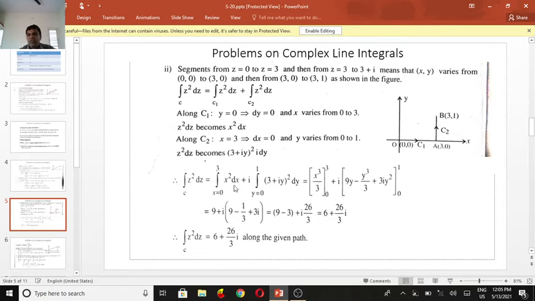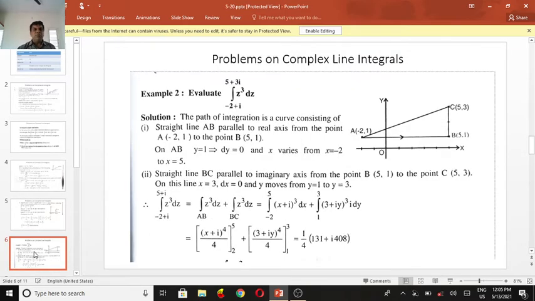We observe the graph. Integrating x square becomes x cube by 3, run from 0 to 3, plus i times, again applying the a plus b whole square formula, integrating we get 9y minus y cube by 3 plus 3i y square. So replace y by 1 and minus 0. Simplifying, we get 9 plus i times 9 minus 1 by 3 plus 3i. So we get 9 minus 3 plus i times 26 by 3. Again we get 6 plus 26 by 3 i. So this is the evaluation value.